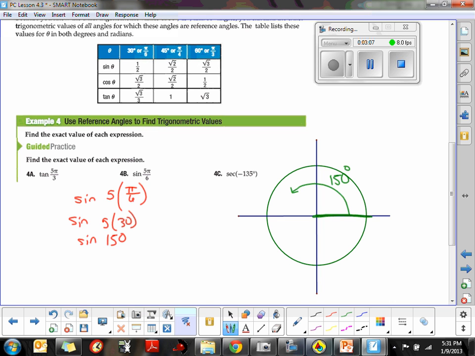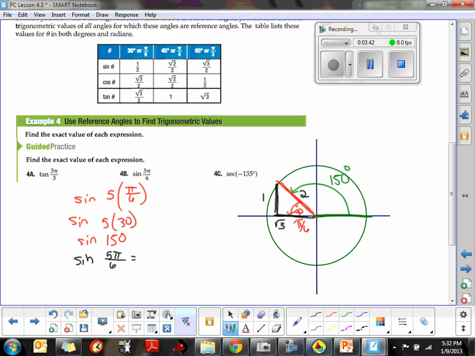Then our reference triangle, remember, get your terminal side in here, and then you always go from the terminal side to the x-axis, which means that's going to finish that off with a 30 degree angle, which is pi 6 for your reference angle. So to find the sine of 5 pi 6, the sine means we need to know the opposite side length. Opposite of 30 is always a 1. Opposite of 60 is always the square root of 3. And the hypotenuse is always 2.